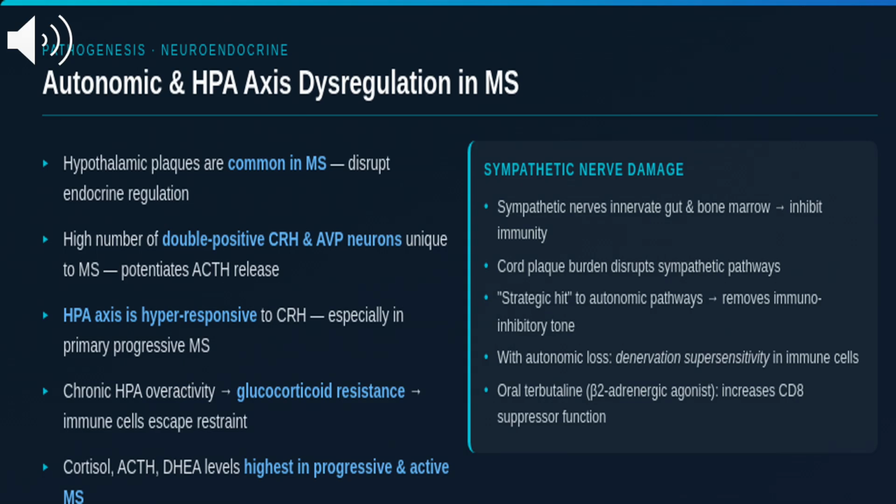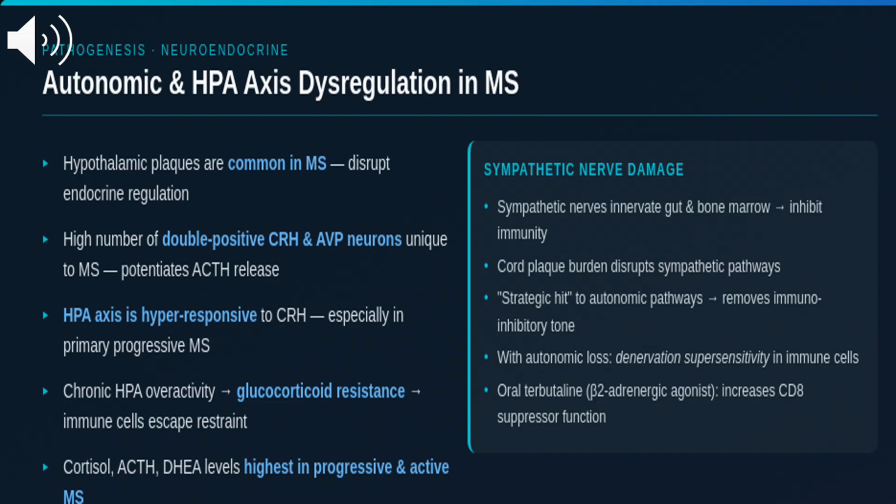The interaction between the neuroendocrine system and the immune system in MS is a clinically important and often underappreciated dimension of the disease. Hypothalamic plaques are common in MS and disrupt endocrine regulation. The periventricular and arcuate nuclei, where regulatory hormone-secreting neurons reside, are particularly vulnerable to CSF toxins and to the lesions that form around the ventricles.